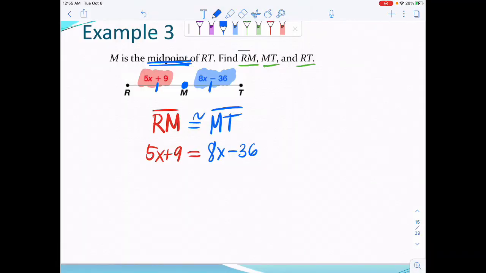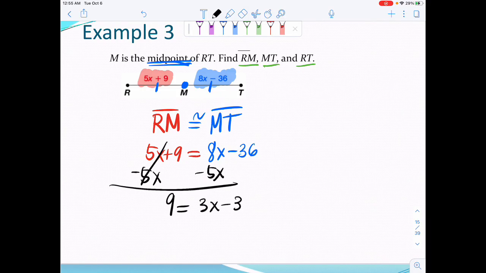So that's what we'll do. We're going to go ahead and subtract 5x from both sides. I like to keep my variables positive, so I'll be left with 9 is equal to 3x minus 36. I add 36 to both sides.